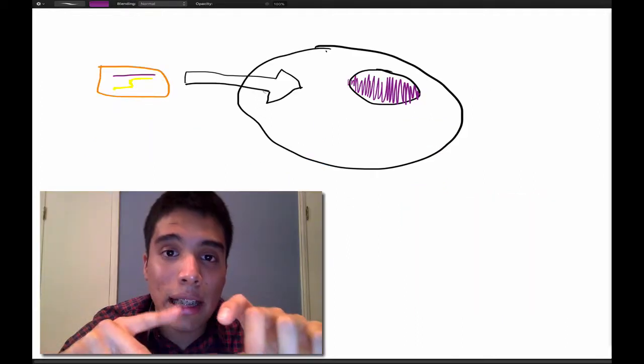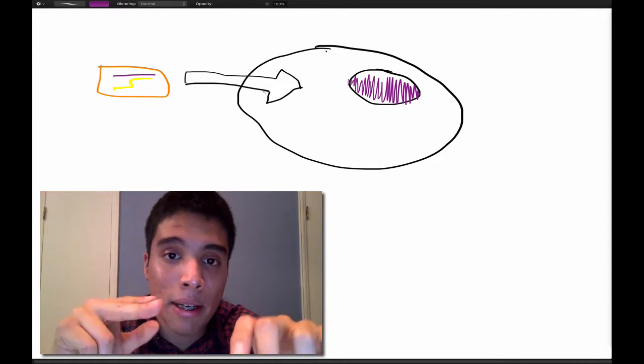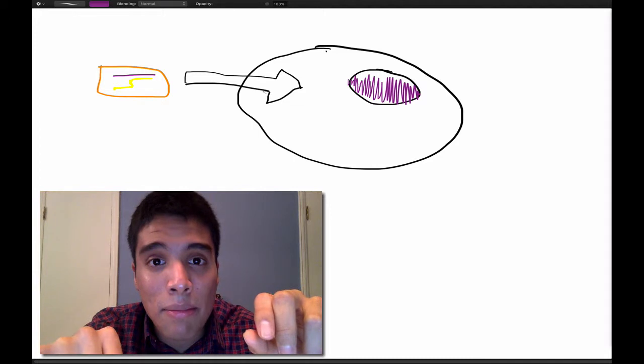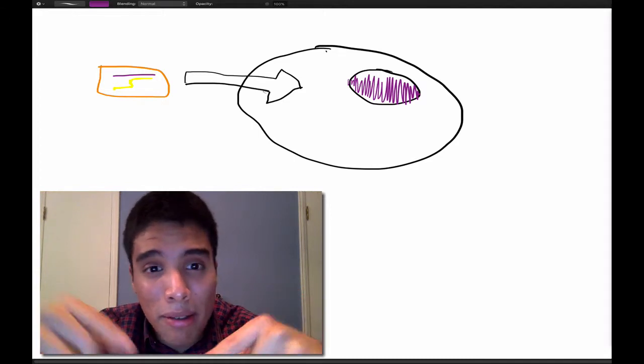So for the genetic material of an embryo, it'll snip that DNA, and what scientists do is they'll insert a plasmid or they'll insert a retrovirus.